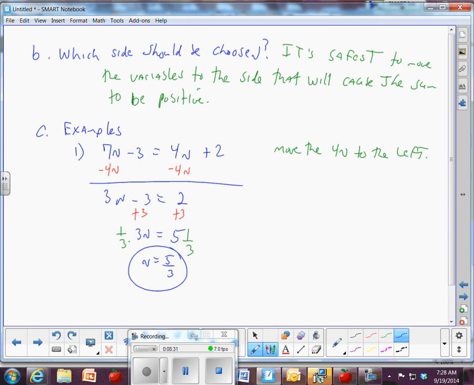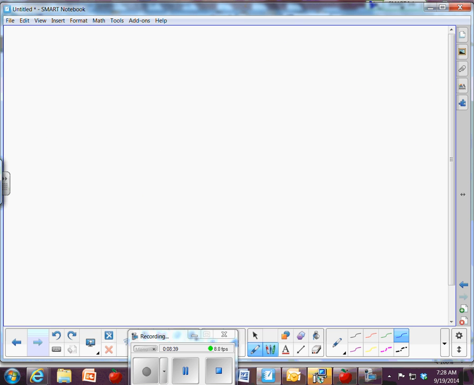And that's what these are like. Solving equations with variables on both sides. Let's do another example, number 2. How about something like this? 10 minus 7x equals 6 minus 3x.